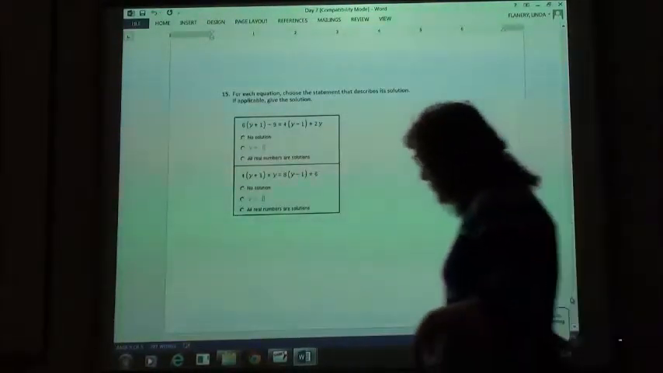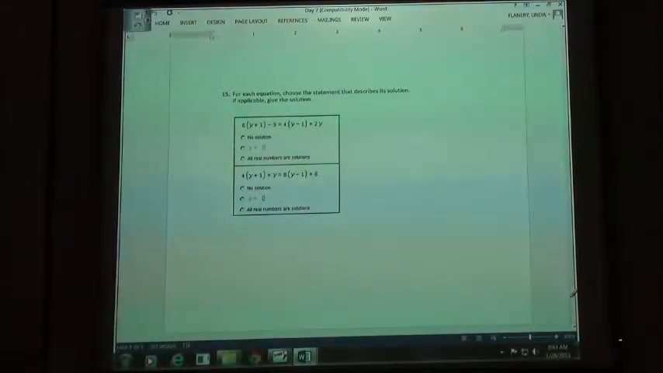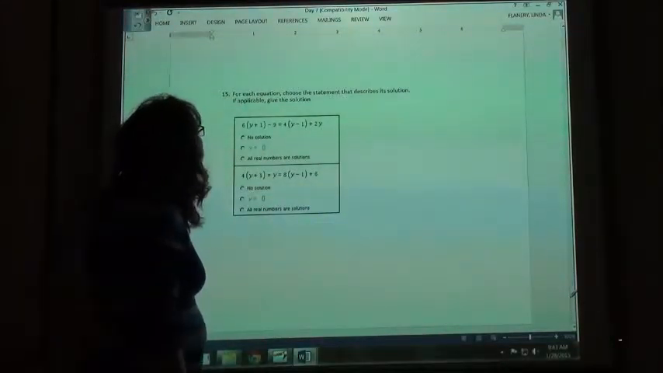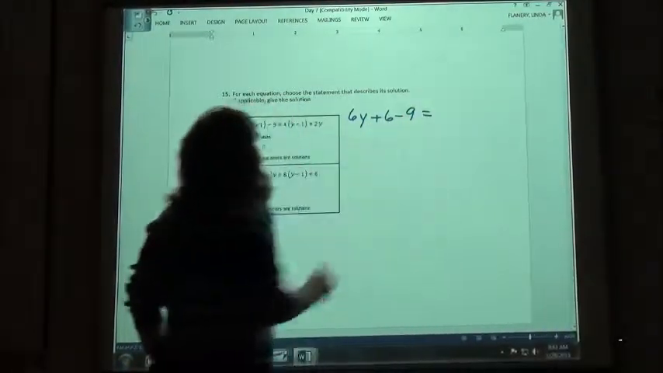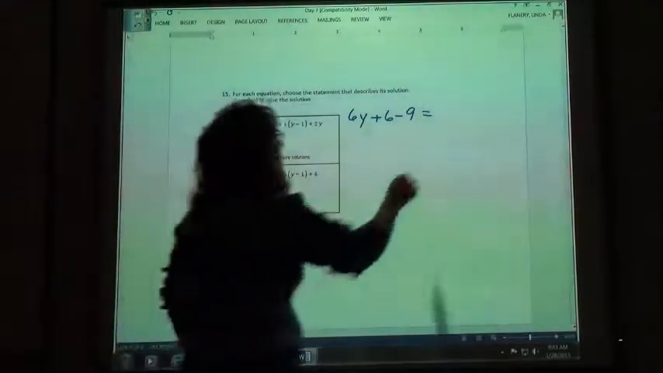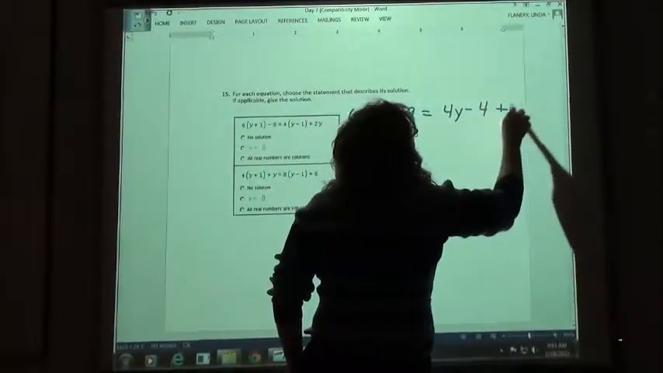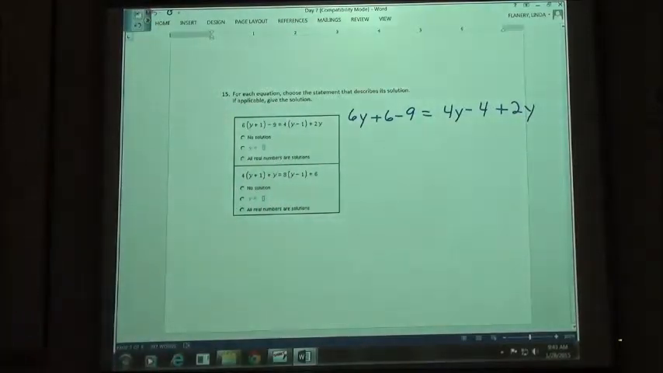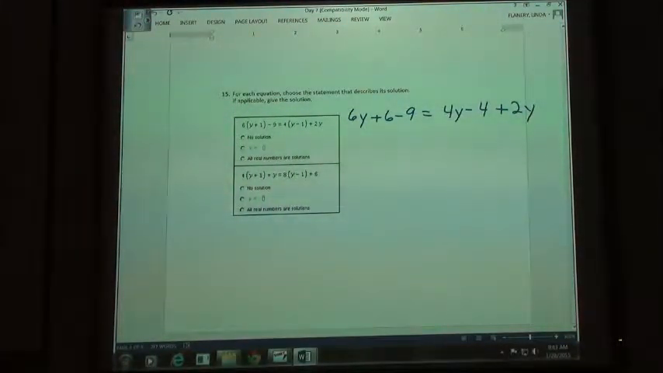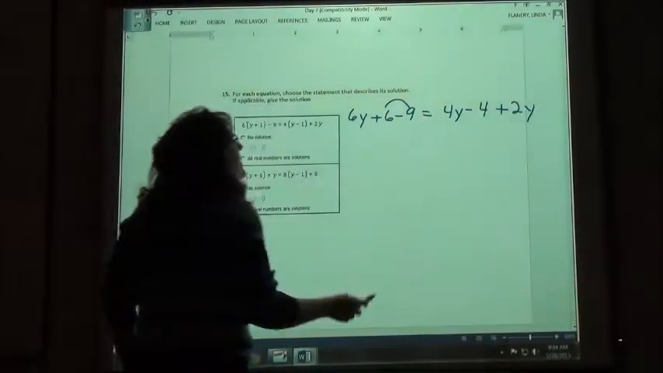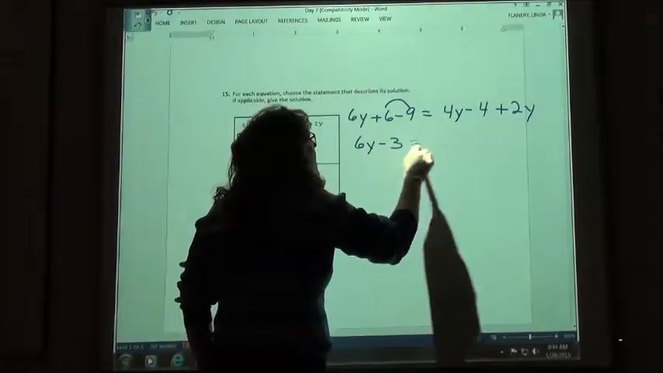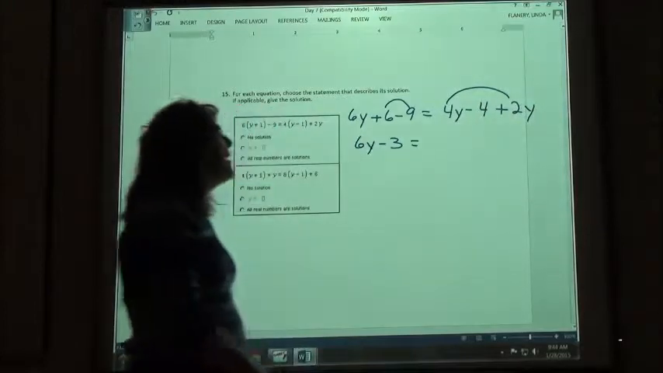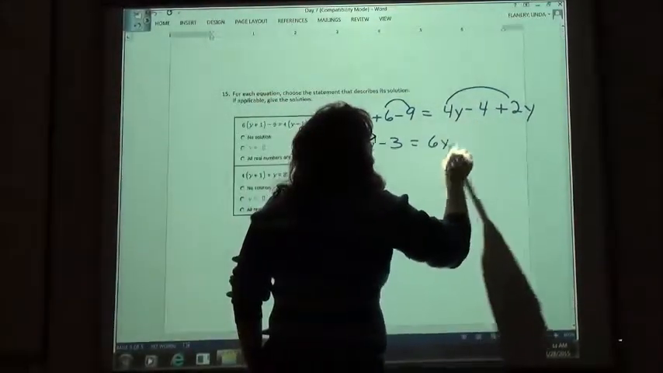Last one here, I'm going to let you guys help me with. So, getting rid of my parentheses here on the left side, I would have 6y plus 6 minus 9 equals, on the right side, 4y minus 4 plus my 2y. Combining my like terms on the left side, I'm going to combine my numbers, so I'm going to get 6y minus 3. On the right side, I'm going to combine my variables, and I'm going to get 6y minus 4.